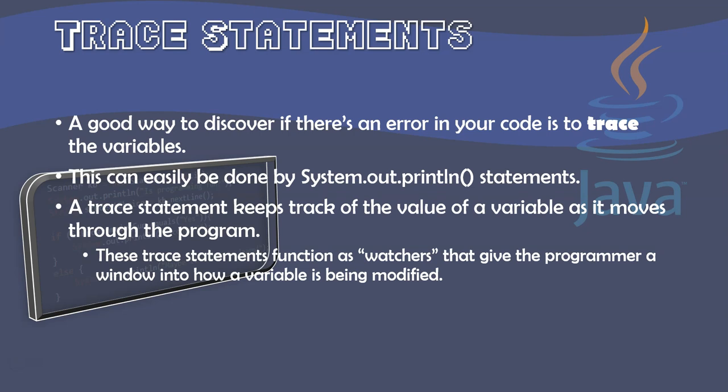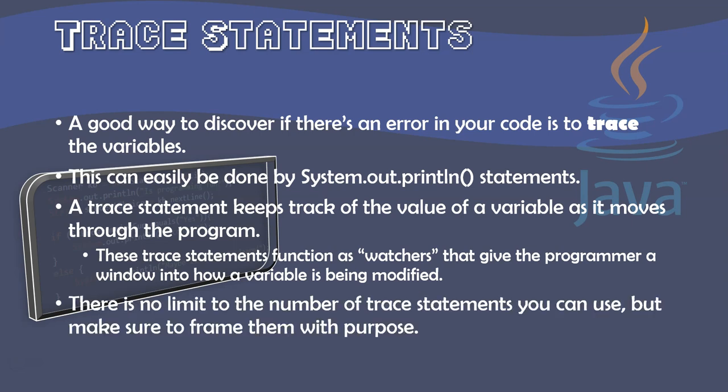So every time, for example, if it's in a loop, you can print out that variable each time it moves through the loop so you can see how it's changing with each loop iteration. These trace statements function as, if you want to think of them as, watchers for those variables. They give the programmer a window into how that variable is being modified.